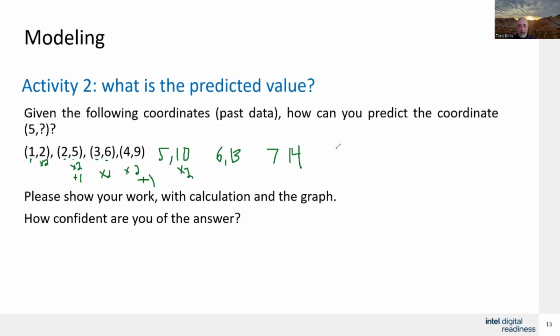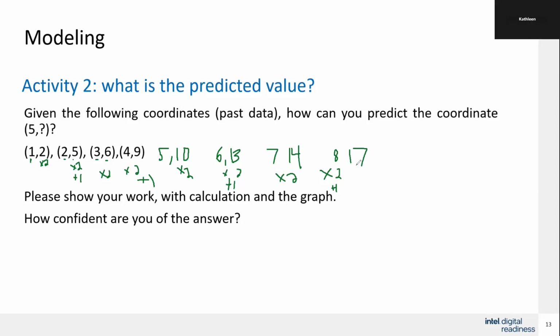14, and then 8. 7 and 14, but it's double. Right, because this one's times 2 plus 1, so it'd be 8 and 17. This one's times 2. This one's times 2 plus 1. Double. So the pattern sticks, right? So I think we've correctly analyzed the pattern. Whether you use the plus 1 plus 3 approach, that worked, right? Or the double plus 1 every other time, right?